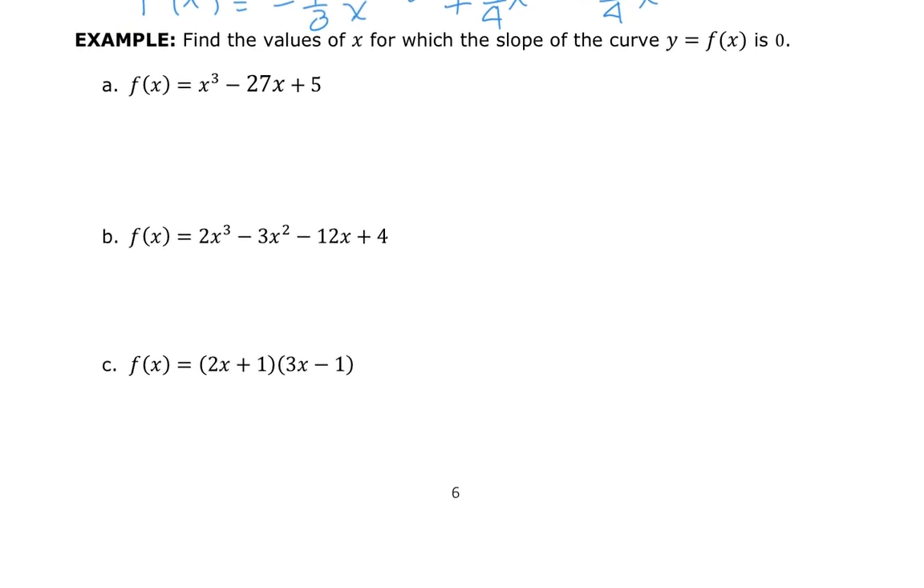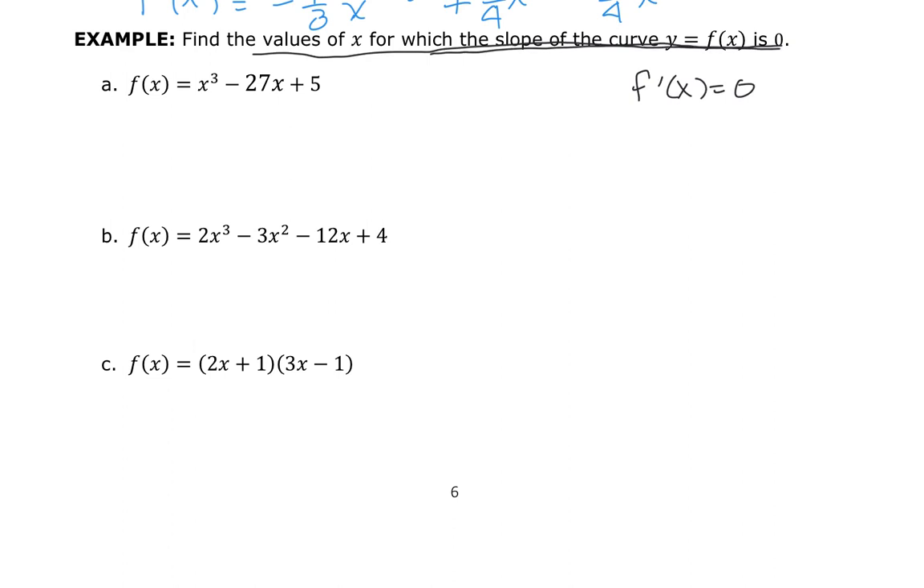Now, on these, they're asking me to find the slope of the curve when f of x is equal to 0. Now, what does that mean? If you remember about our graphing, we want to find where the slope of the curve is equal to 0. That's a turning point. Now, we know when we have a turning point or a horizontal slide, that is where the derivative is equal to 0. So when we see this, find all the values in which the slope of the curve of y is equal to f of x is equal to 0. What they're asking me to do is do f prime of x and set it equal to 0 and solve.